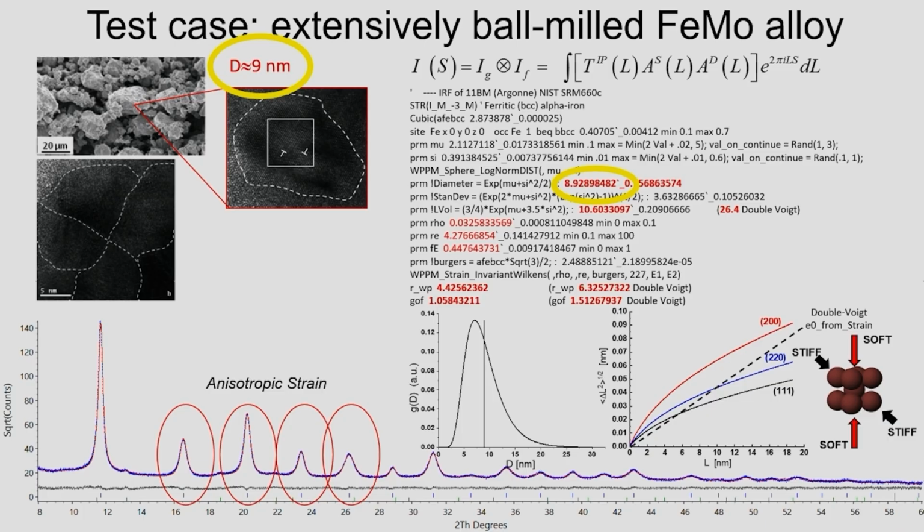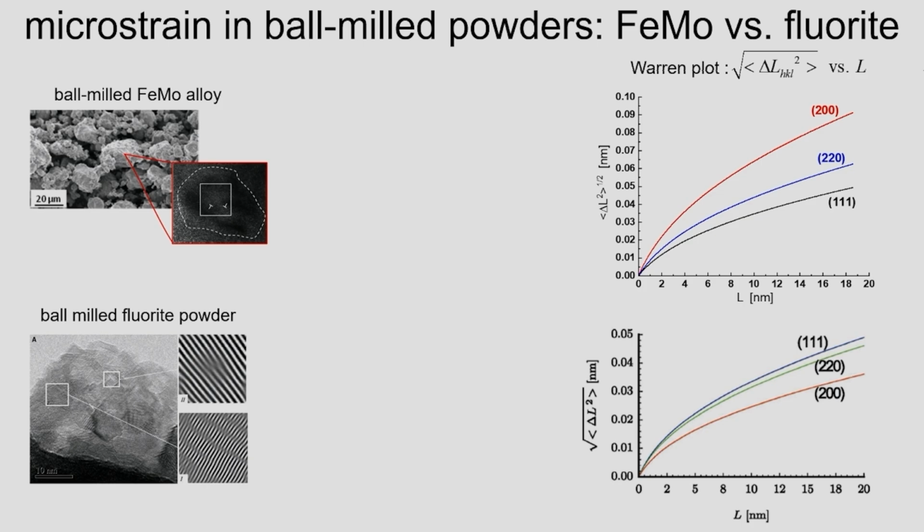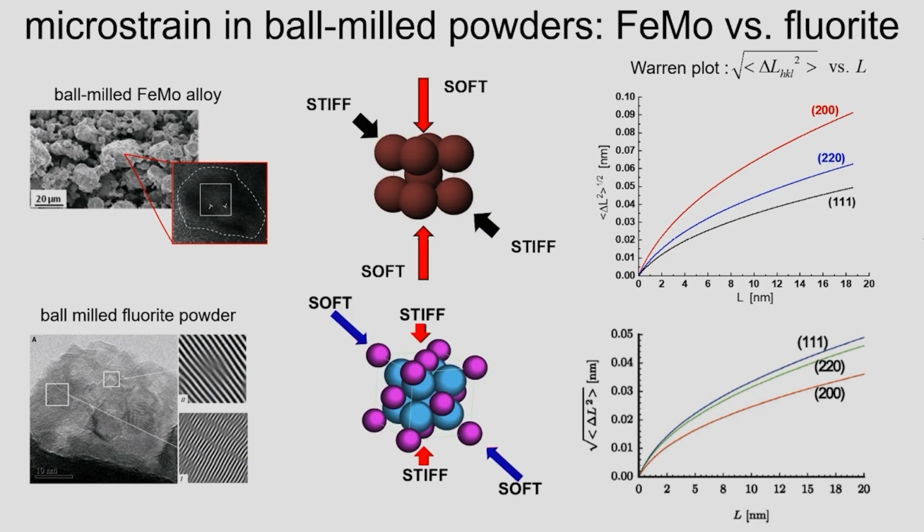Okay, so just to summarize this part, and then we move on with the hands-on. These are the two cases compared, fluoride and iron. And you see the opposite anisotropy, stiff and soft. I say soft to be more clear. I should say compliant, which is the correct term. But however, who cares? And you see that in this case, you have 200 as higher displacement. In this case, you have 111, which is higher displacement.